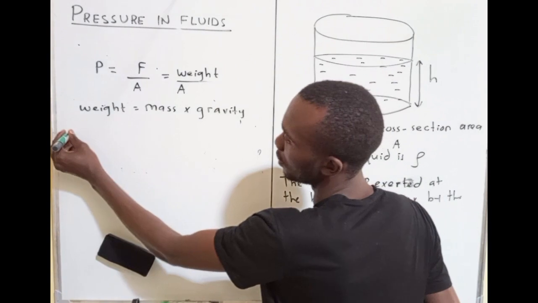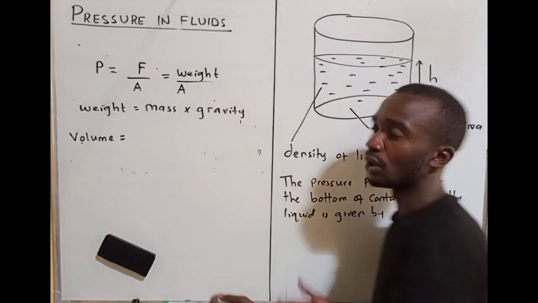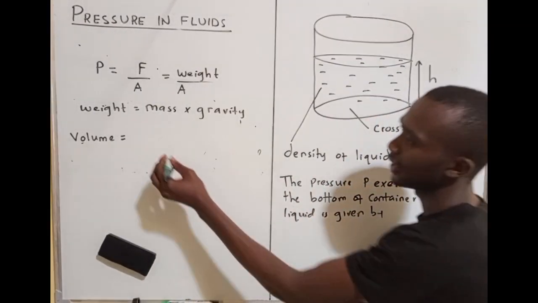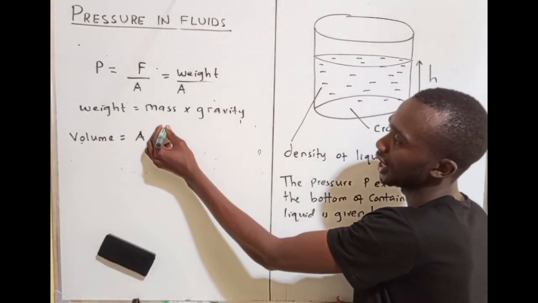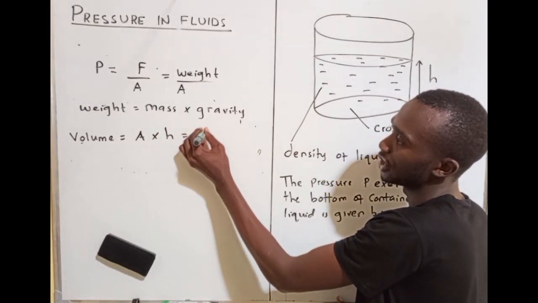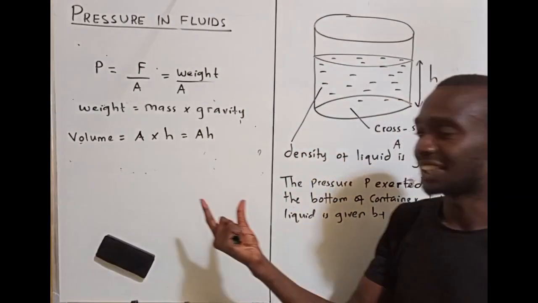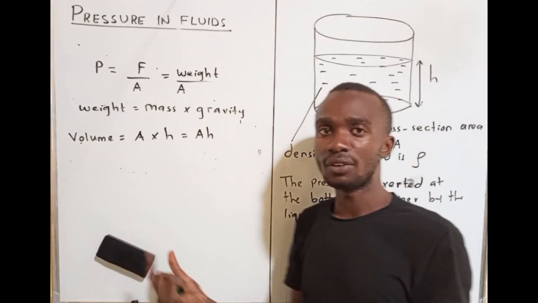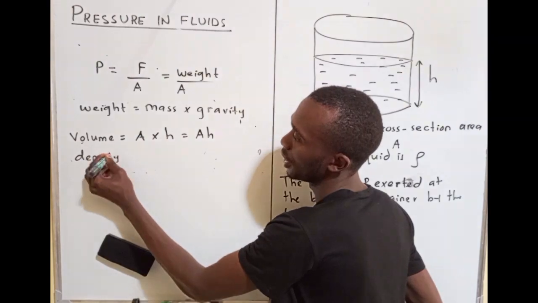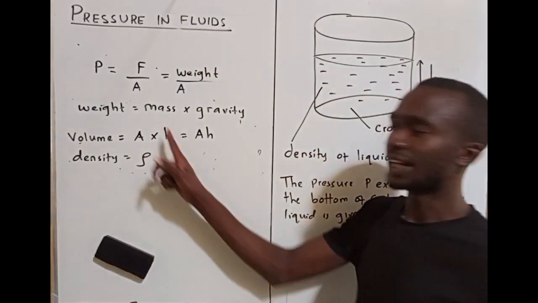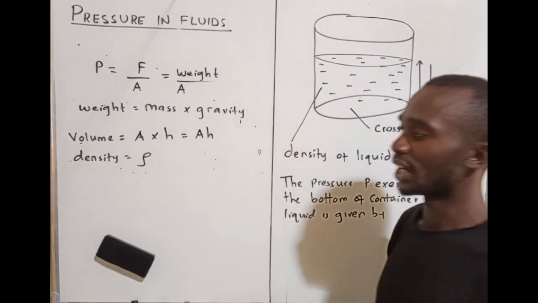The volume of liquid is equal to the cross-sectional area, which is capital A, times the height of the liquid in the container, which is h. This is equal to Ah. So the volume of the liquid in the container is Ah. Now, the density of the liquid is equal to ρ. Now we can get the mass of the liquid because we have the volume and the density.